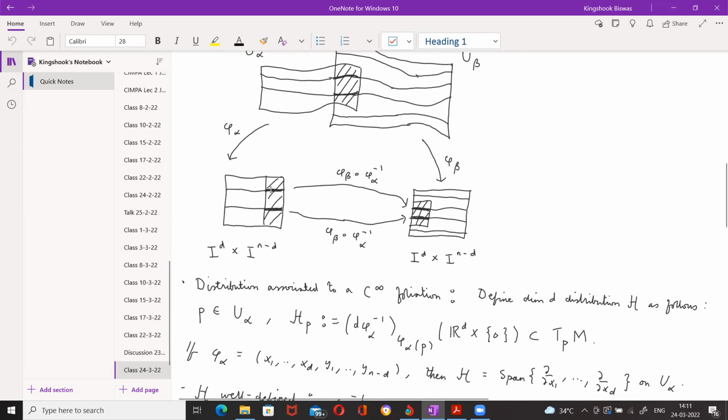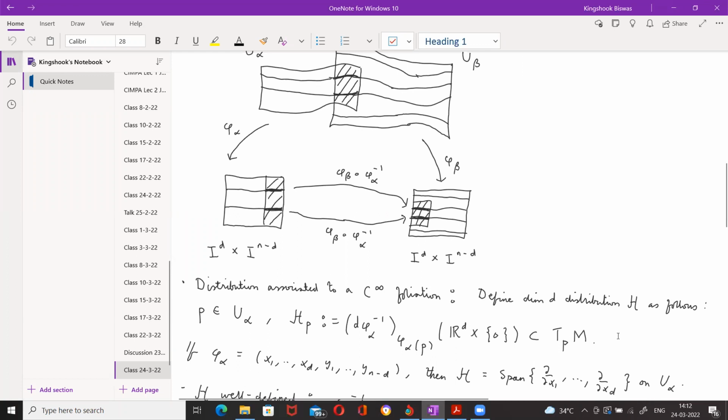And then you look at R^k cross 0 in the tangent space here in R^n. So that's the tangent space to the horizontal square passing through phi alpha of P. You look at its image under d phi alpha inverse. So H_P, your d-dimensional subspace of the tangent space, will be d phi alpha inverse at the point phi alpha of P of R^d cross 0. So this will be a d-dimensional subspace of T_P M, and this is your distribution.